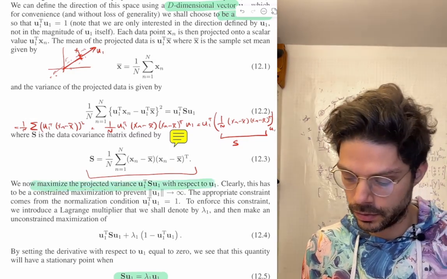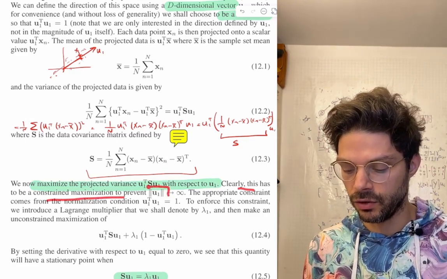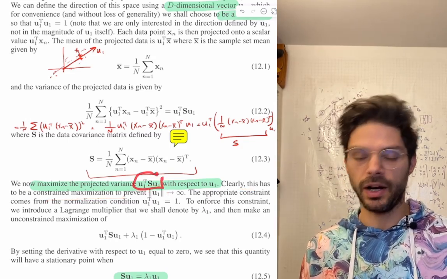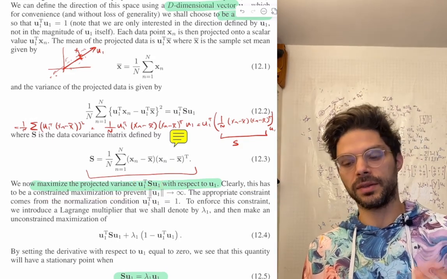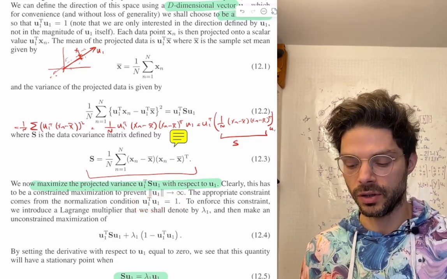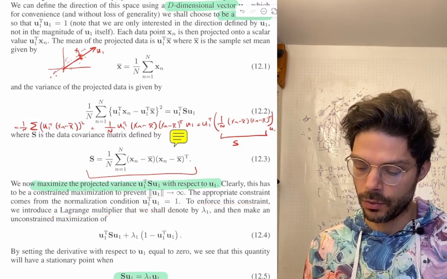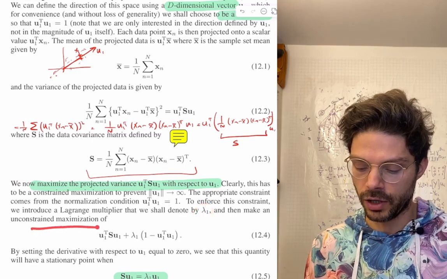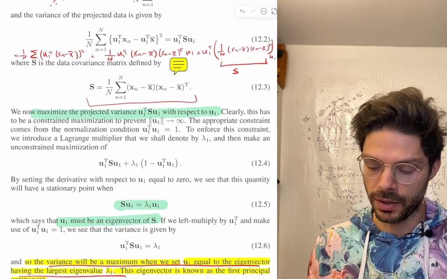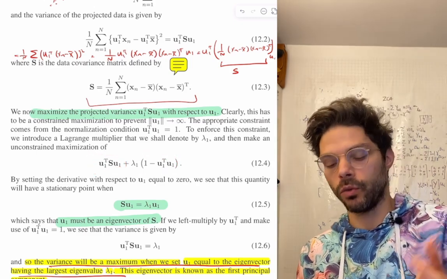So now, clearly this has to be a constrained maximization to prevent the norm of u1 going to infinity, right? The same thing we were talking about before. You can maximize this variance by scaling u1, but that's obviously not what we want. So we're going to just have this normalizing condition, this constraint. To enforce this constraint, we introduce a Lagrange multiplier that we shall denote by lambda 1, and then make an unconstrained maximization of this particular problem. Okay, so here's the thing, we're trying to maximize this, subject to the constraint that the norm of u1 is equal to 1.